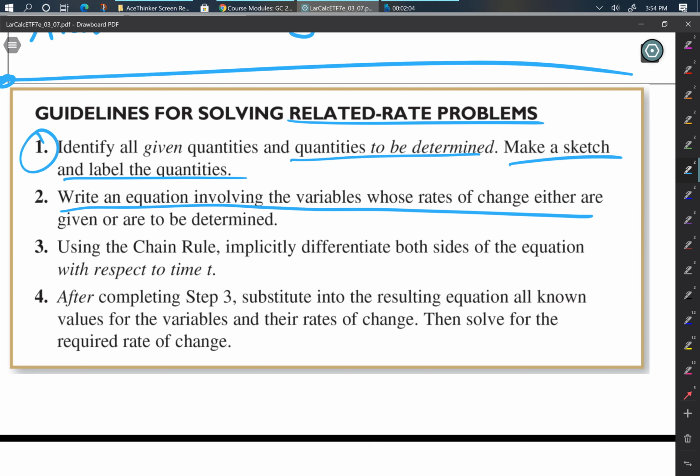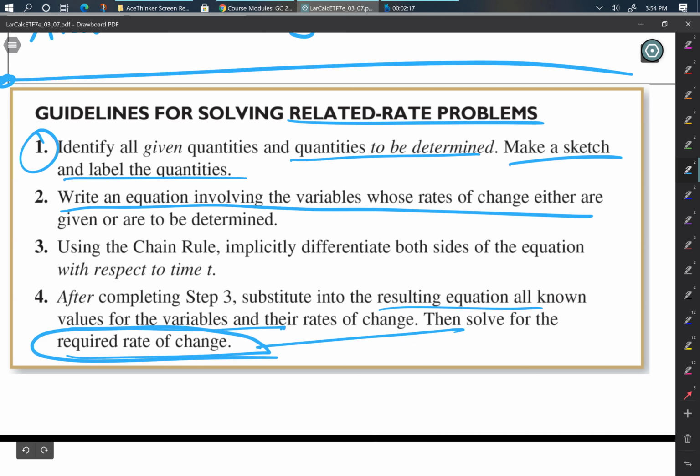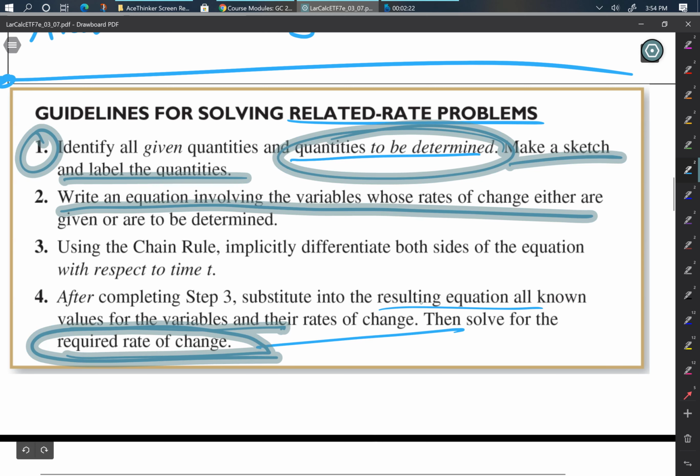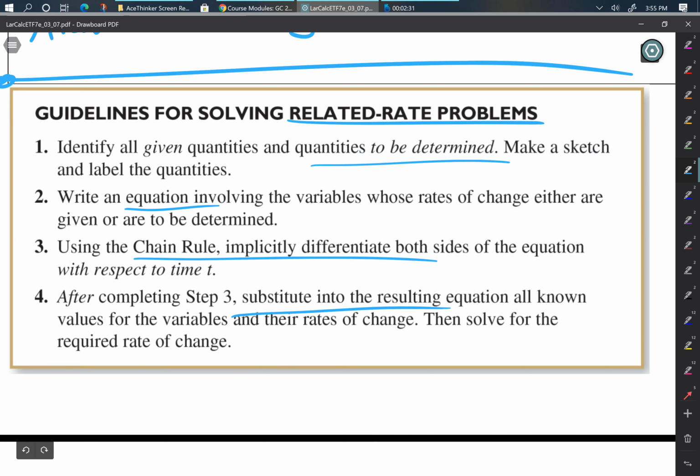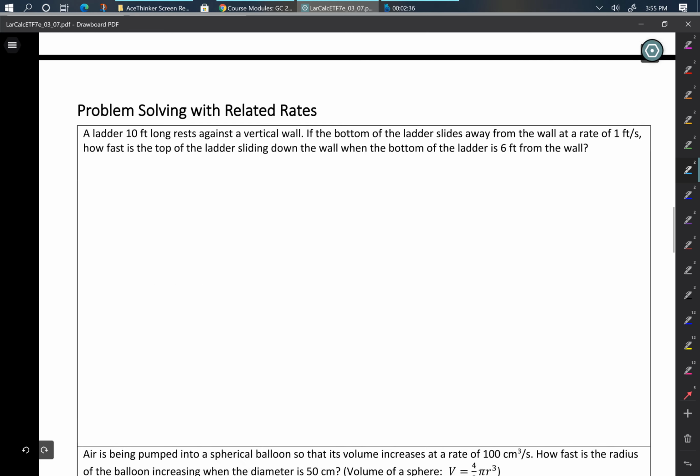And then step 4, after completing step 3, substitute into the resulting equation all the known values. So this is after you've taken the derivative, plug in the numbers that you know, the values that you know, and then solve for the required rate of change. Solve for the things you were told that you're going to have to determine. Okay, so how is it again? Read the problem, figure out what your job is, write an equation, take a derivative, substitute in, solve for the thing you're supposed to solve for. Okay? All right, so here we go.